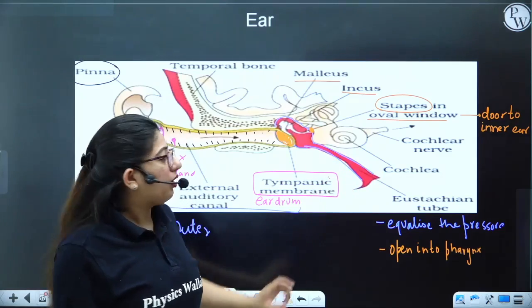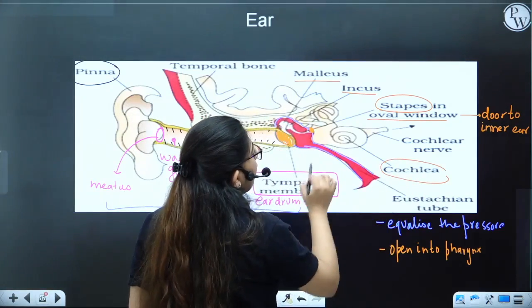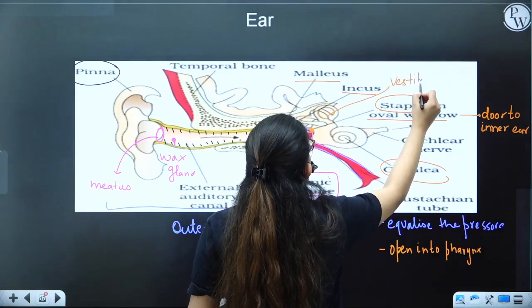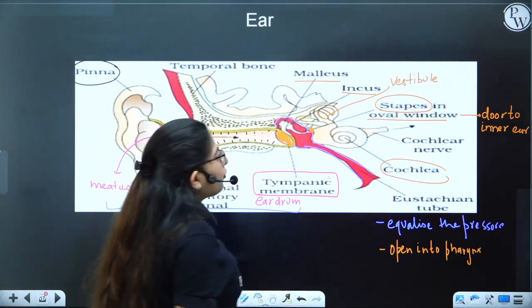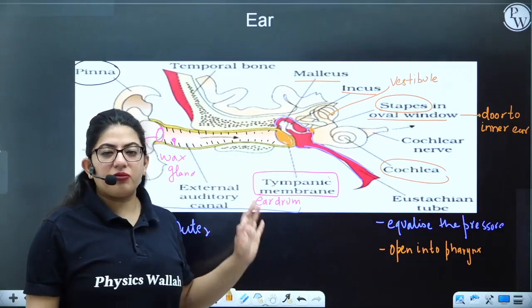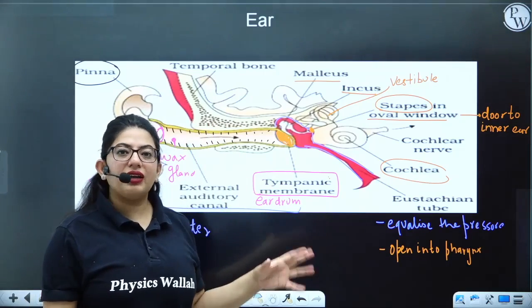That's the middle ear. Now as you can see this structure, the cochlea, and this portion which is the vestibule. These are the part of your what? These are the part of your inner ear. Okay, right now I'm just showing you how the structure looks like, what they do, and their detailing. We'll be doing it further.